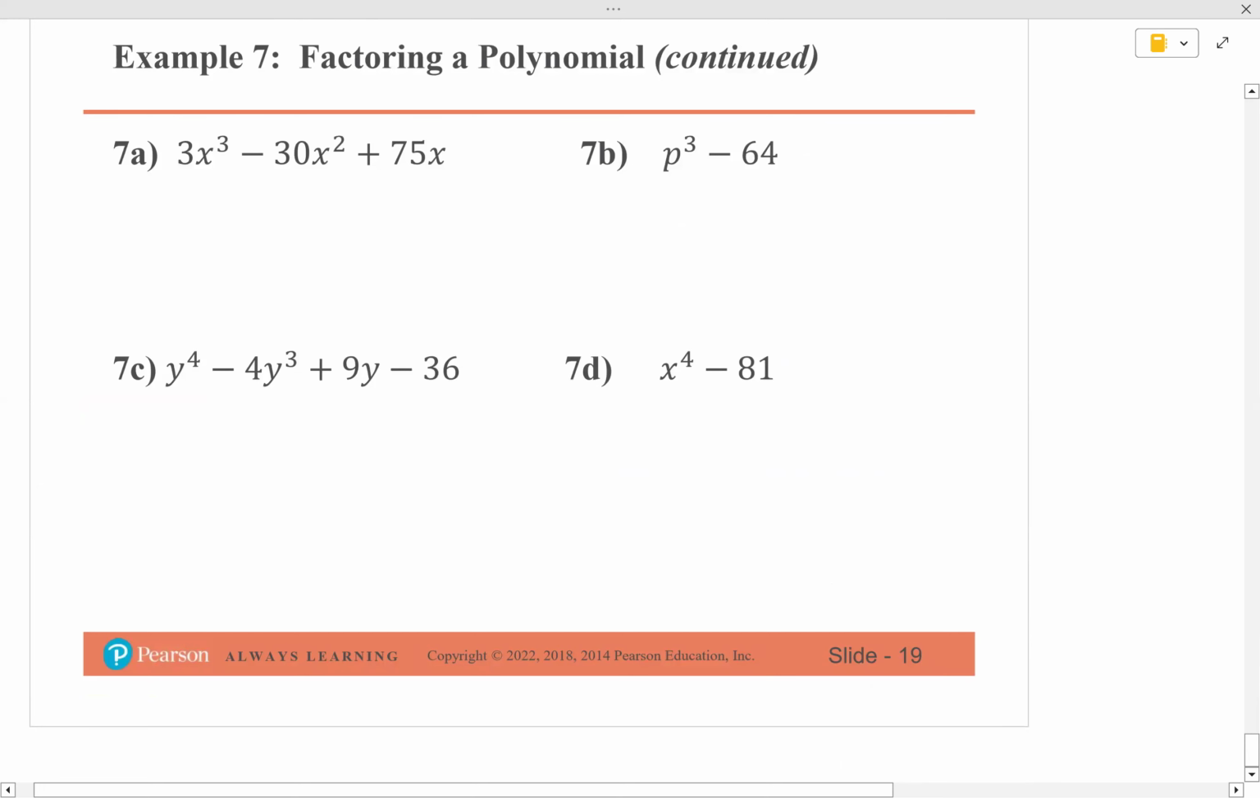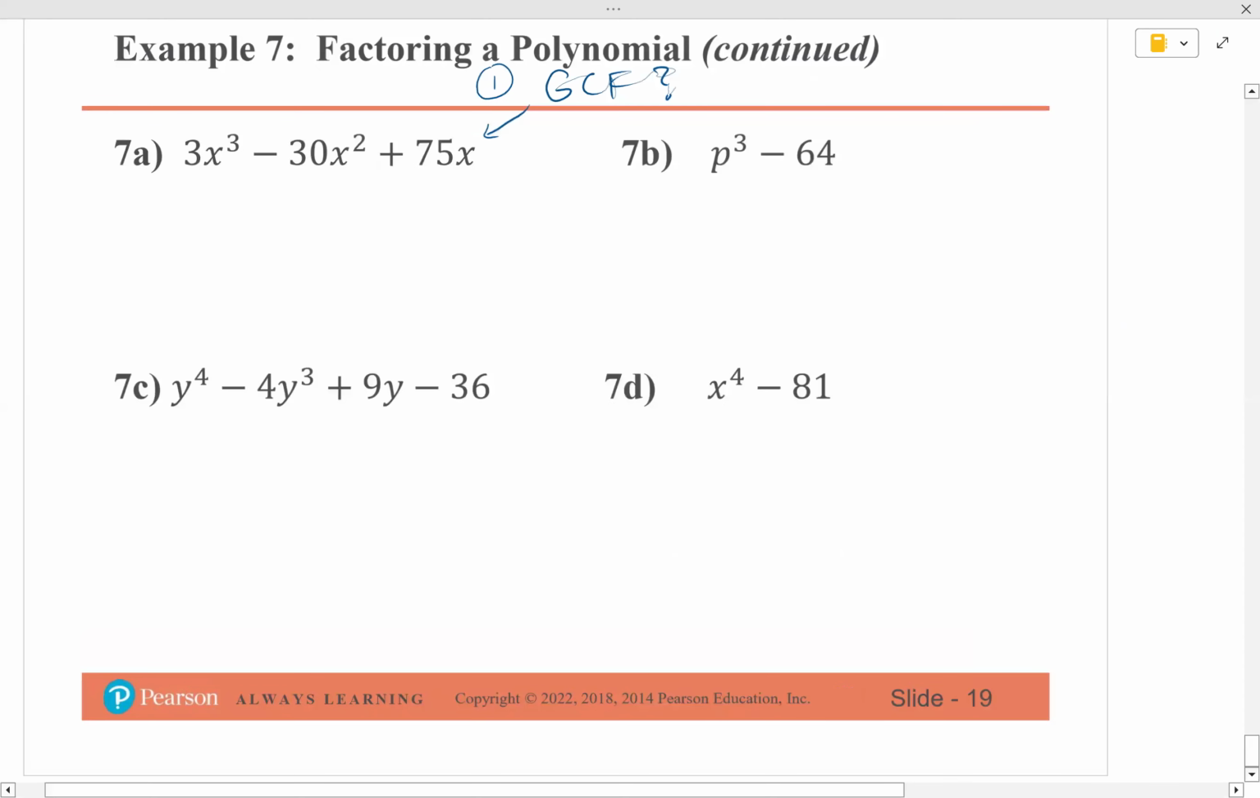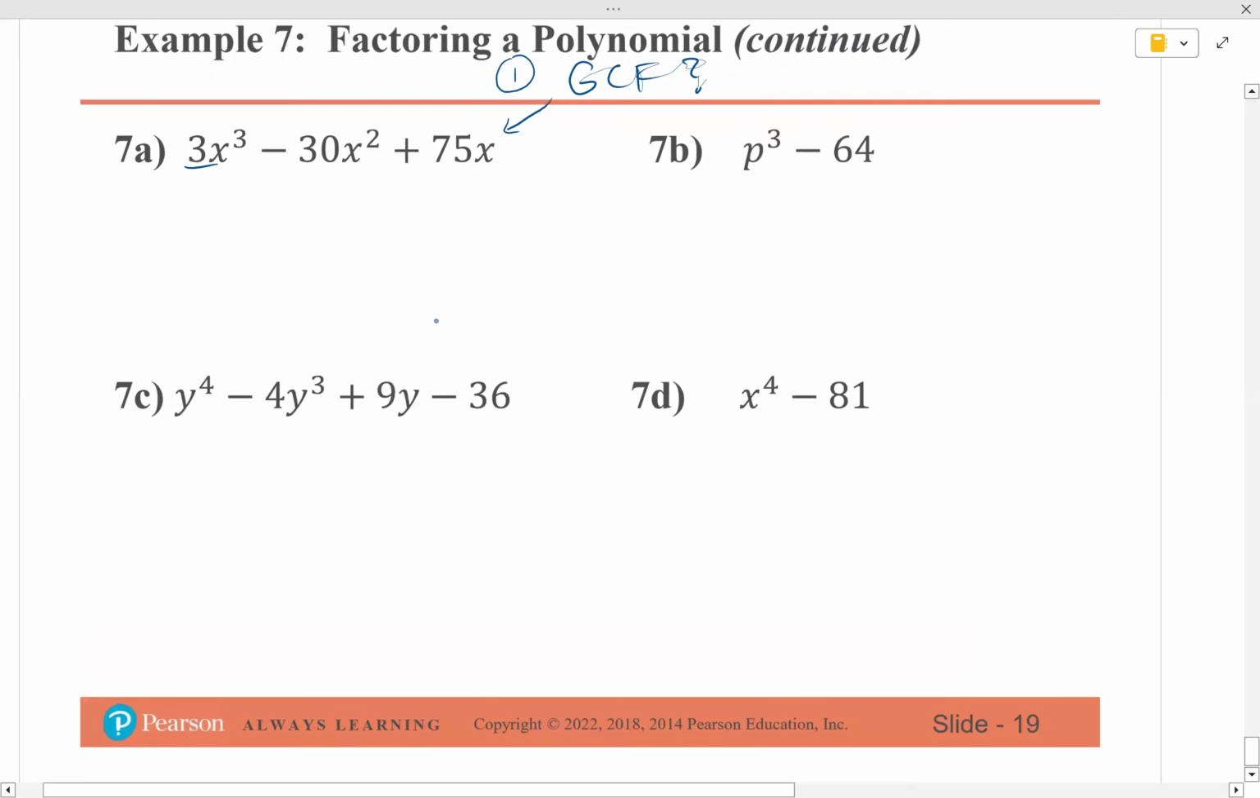So I'm just going to go for it. All right. The first one, I say, is there a common, actually, that's the first thing you should think of first. Is there a greatest common factor? Because if there is, your life will get a lot easier once you take care of that. I think of these 4 problems on this page, only the first one has a greatest common factor between 3x to the third, 30x squared, and 75x. What's the most I could take out? 3 goes into all those coefficients, I think, and they all have at least an x in common.